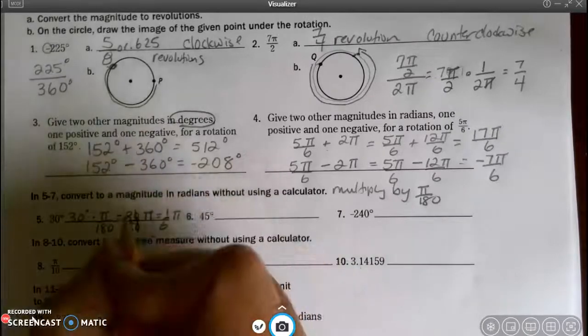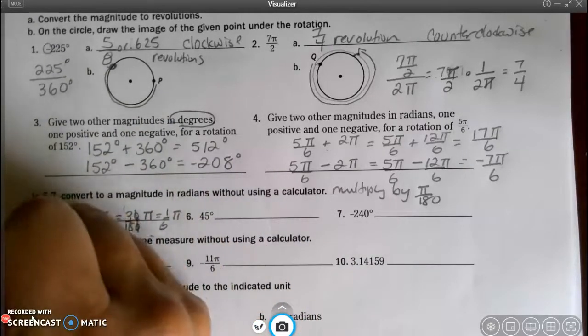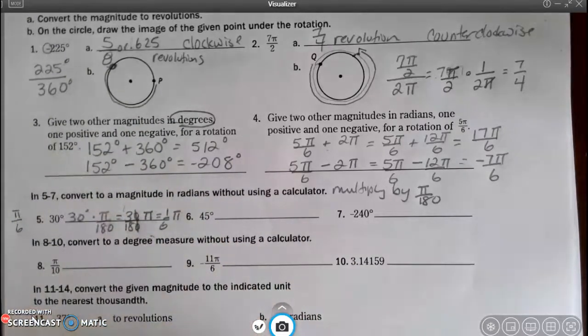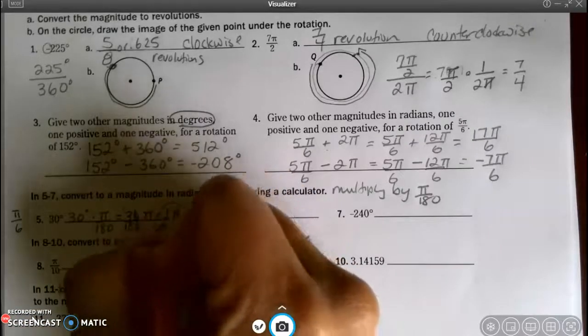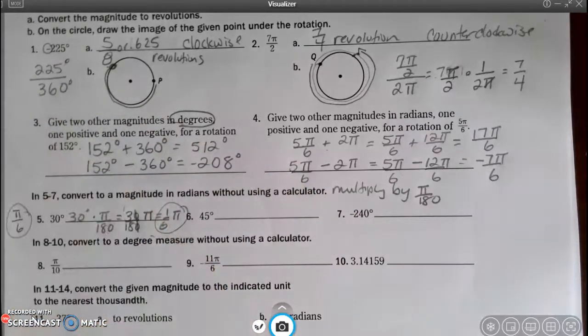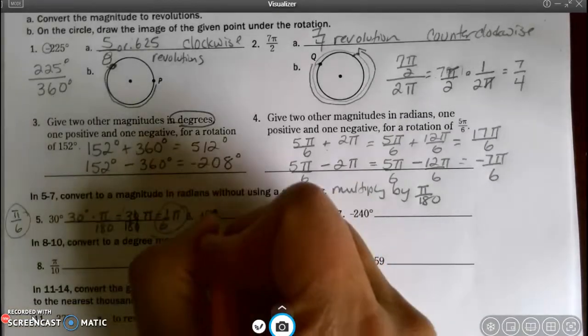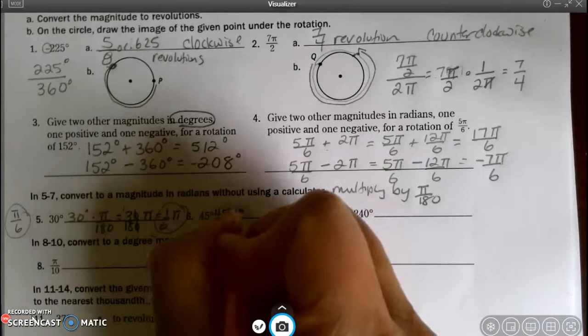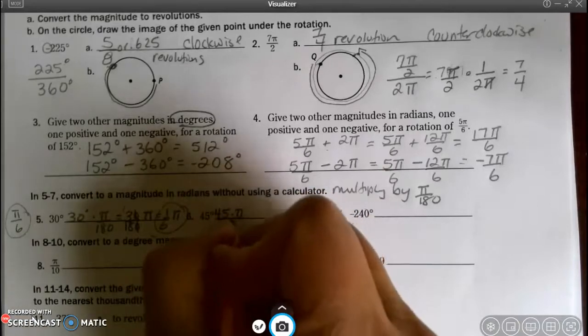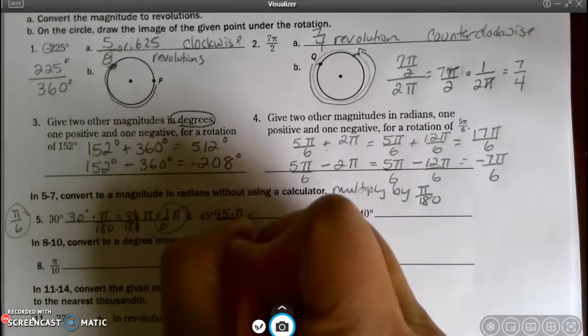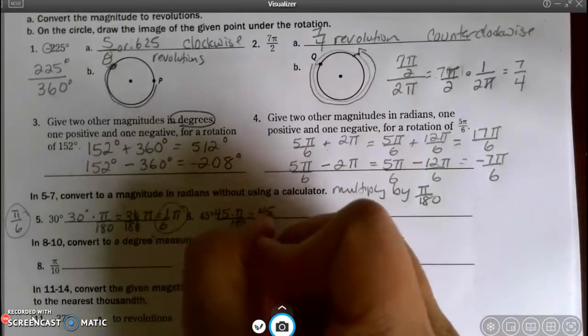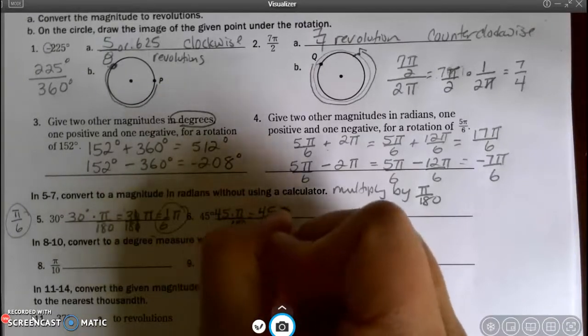Sometimes we like to just simply write that as pi over 6 as another way. So I could either write it as 1/6 pi or pi over 6. All right, for number 6, I've got 45 times pi over 180, which gives me 45 over 180 pi.